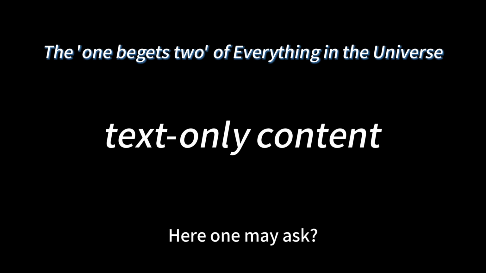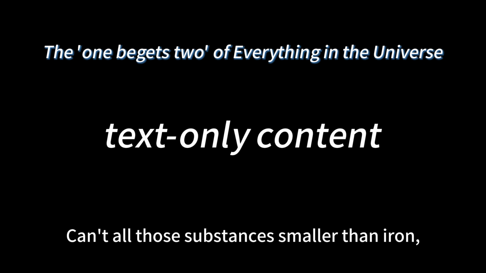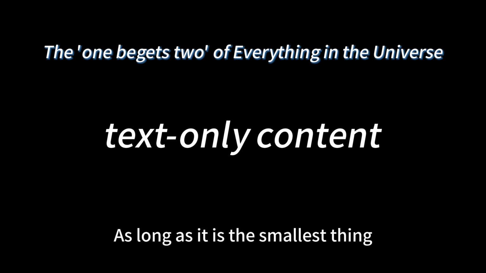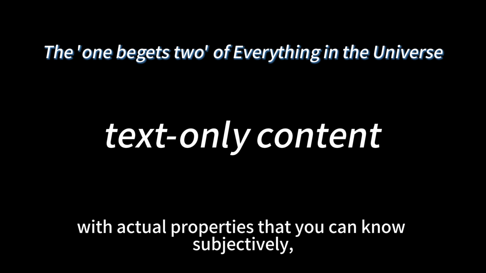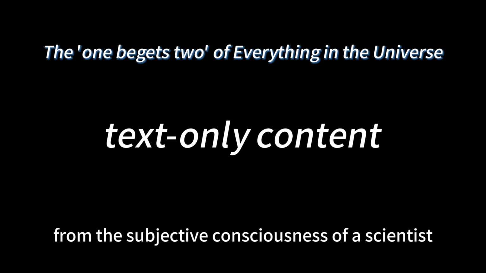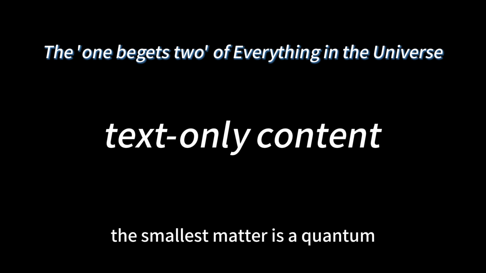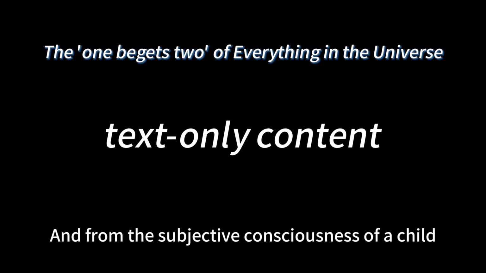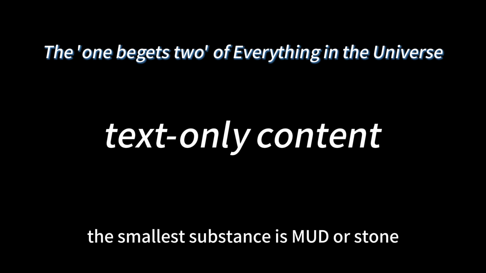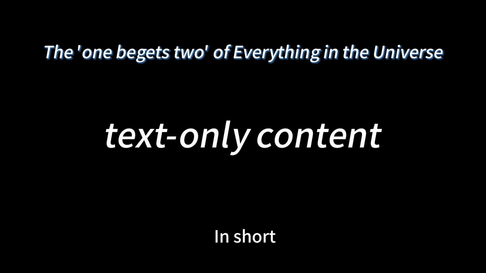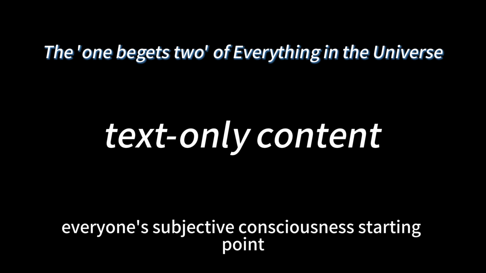Here one may ask, can't all those substances smaller than iron, electrons, atoms, quanta, and even smaller than quanta be called 1? Of course they can, as long as it is the smallest thing, with actual properties, that you can know subjectively. We can call it 1. For example, from the subjective consciousness of a scientist, the smallest matter is a quantum, and that quantum represents the 1 in the eyes of the scientist. And from the subjective consciousness of a child, the smallest substance is mud or stone. Then mud and stone represent the 1 in the eyes of the child. In short, everyone's subjective consciousness starting point will be different.